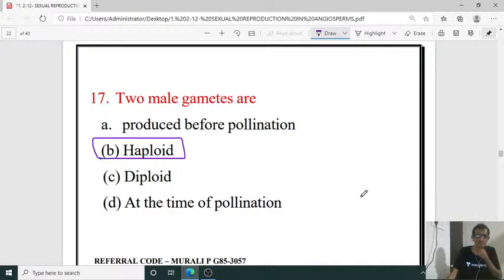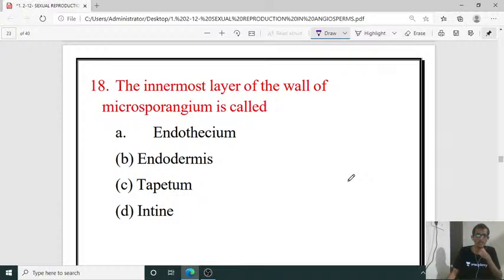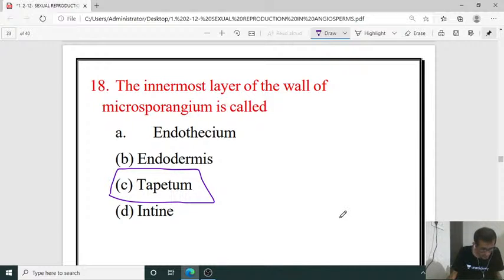Two male gametes are haploid. Then, the innermost layer of the wall of the microsporangium is called what? The microsporangium has an outer epidermis, then middle layers, then tapetum, endothecium, and so on. Now, which is the innermost wall layer? It is the tapetum. The right option is C. Yes, Divesh, welcome to the class.